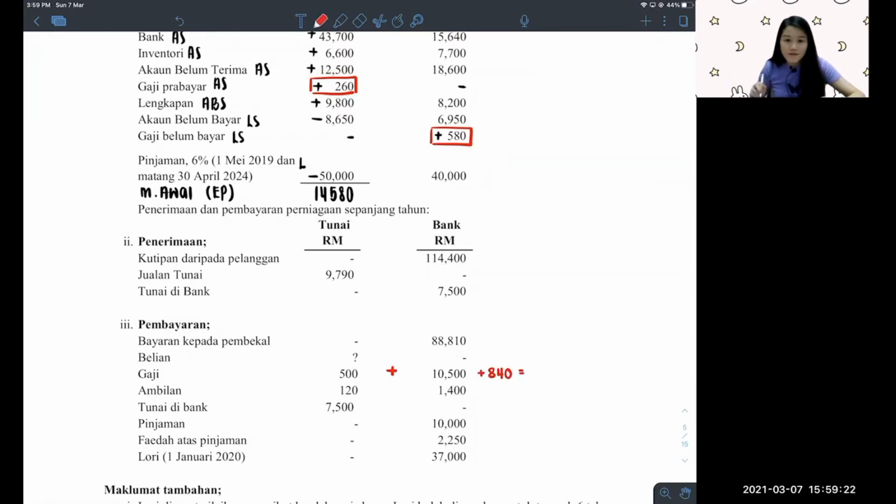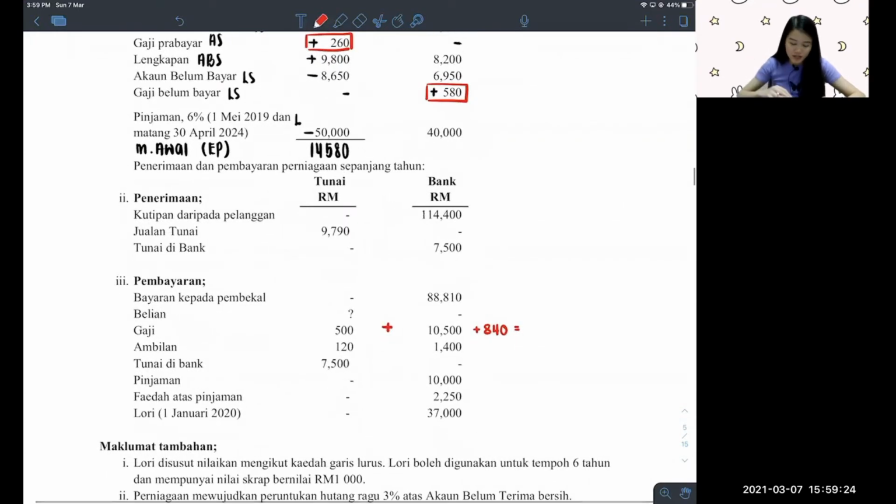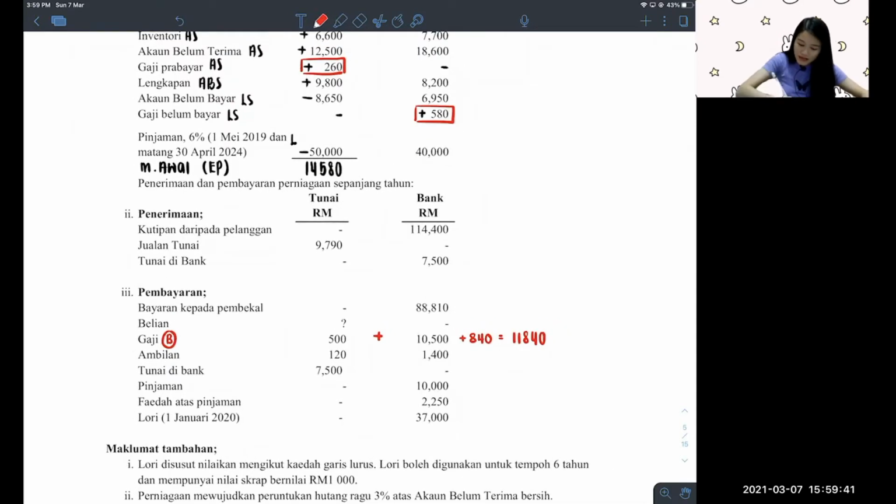So the sebenar for your gaji is how much? 500 plus 10,500 dengan 840. Answer 11,840. So you scared you write at the back, it's not obvious. You can put nearby the name like this, belanja sebenar. So the hidden pelarasan, we are like halfway done already. Still got one more thing that you haven't checked yet.